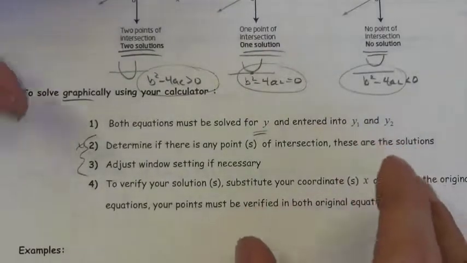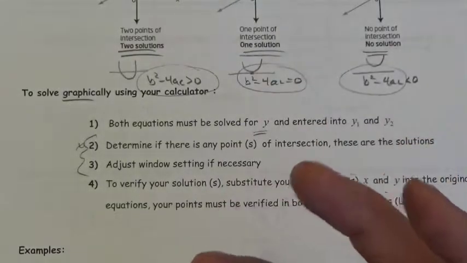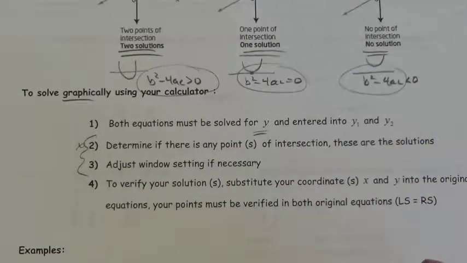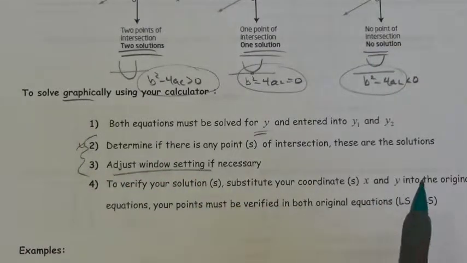Okay, with how to put the window settings so that you can see the points of intersection. For some people, it's really not that obvious. Hopefully as we go through a couple of examples, it'll help with that. But you might have to adjust your window settings to see the points of intersection.